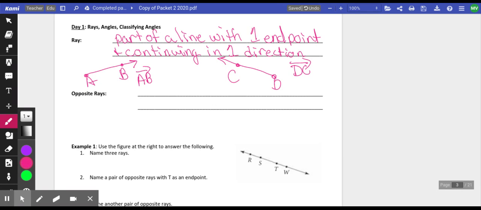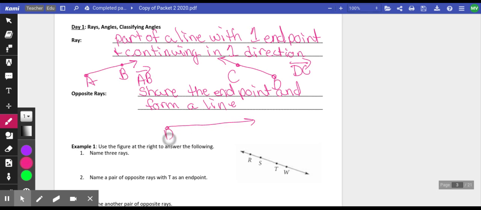Opposite rays share an endpoint and form a line. So if I have ray DC, I could also have ray DF, and these are opposite rays because together they form line FC.